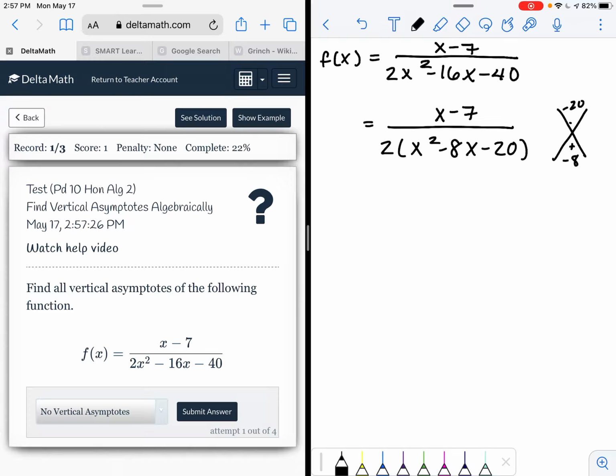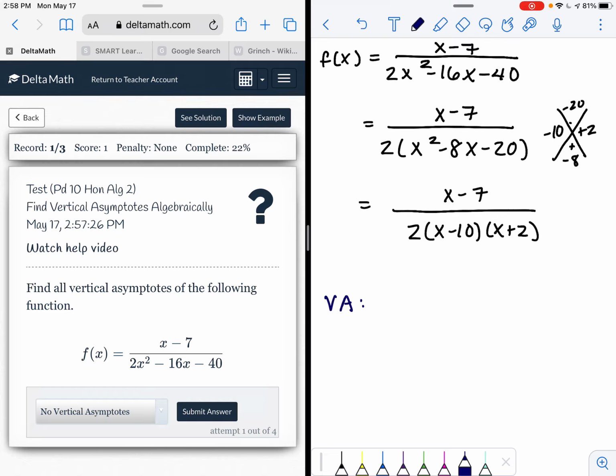There's nothing to do there. And then I want to multiply up to negative 20, but add to negative 8. So it's going to be negative 10 and positive 2. So my function in the bottom is going to turn into 2 times x minus 10 times x plus 2, and my numerator is still x minus 7.